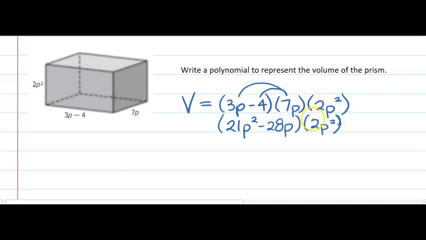Now I need to distribute again. 2p squared times each term. 2 times 21 gives me 42. P squared times p squared, we add those exponents. P to the 4th. 2 times negative 28 is negative 56. P times p squared is p cubed. So this would be a polynomial that represents the volume of the prism.